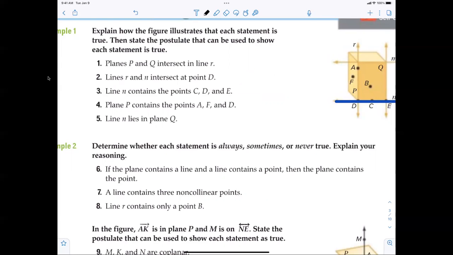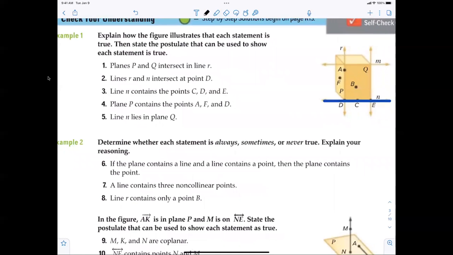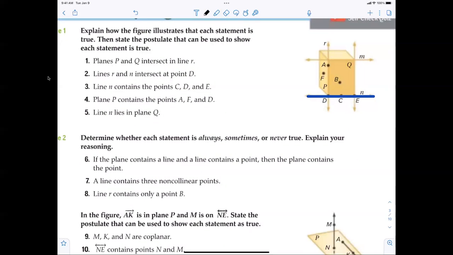So number 1, planes P and Q intersect at R. First find plane P and then find plane Q for me. So plane P is the plane on the what? And Q is the one in the front. So those two planes intersect at R. Is that true? Part of the reason why I do this is not because I'm trying to show you anything. It's because I'm trying to show your eyes how we're dealing with 3-dimensional things here. And for some students, the 3-dimensional seeing is not an easy thing.